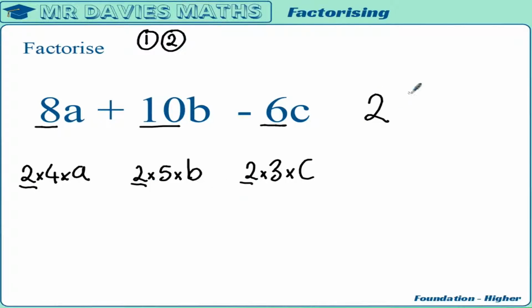So 2 can live on the outside. What's left? We've got a 4 and an a. We've got a 5 and a b. And we've got a 3 and a c. And I'm going to close the bracket there. In between the first 2 terms, there was a positive sign. So between those 2 terms, there's a positive. And in between those 2 terms, there's a negative. And there is my answer. I've now factorized a 2 out of that question.